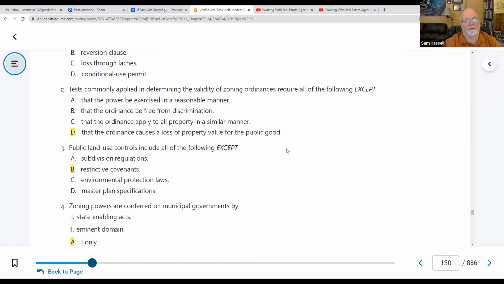Number 2, tests commonly applied in determining the validity of zoning ordinances require all of the following except D, all right? So you need to have the power be exercised in a reasonable manner, okay? The ordinances be free from discrimination. They can't discriminate if they're going to make a zoning ordinance, and the ordinance must apply to all property in a similar manner.